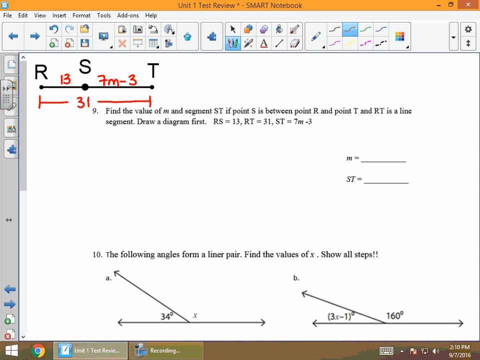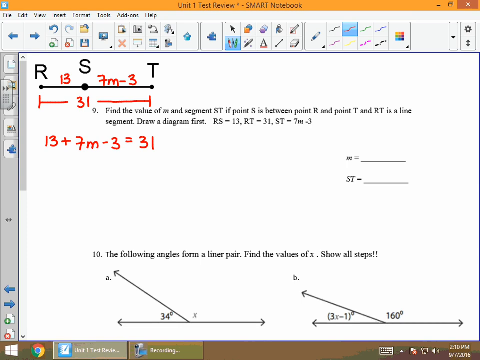Segment addition postulate says that if you have two segments that are joined together, you can add them together to equal the whole segment. So if I take little piece RS, which is 13, and I add little piece ST, which is 7m minus 3, if I add the two small pieces together, it has to equal the big entire piece, which is 31.